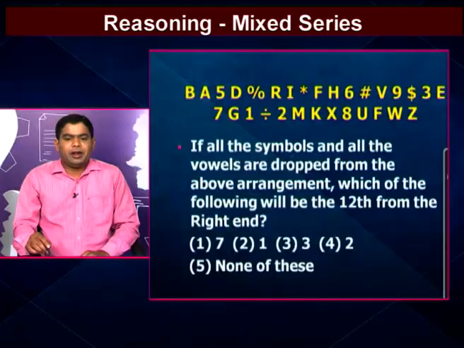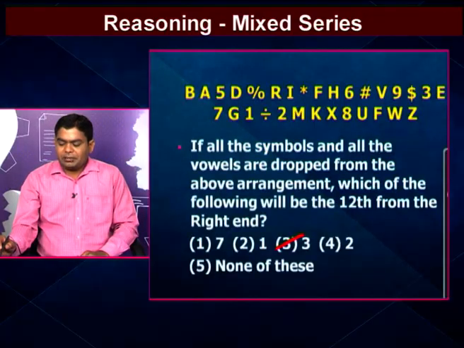If all the symbols and all the vowels are dropped from the above arrangement, which of the following will be the 12th from the right end? According to our rule, dropped means we do not count the given symbols and vowels. After that we count the 12th from the right end. In our given series, right end means we count from the Z. We drop the symbols as well as vowels. Here the first one is Z, 1, 2, 3. This one is a vowel. That's why we do not count the given symbol.